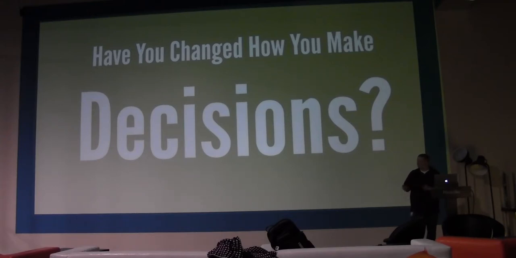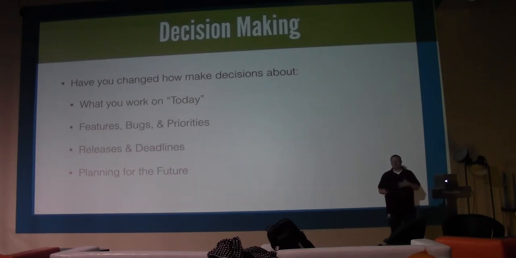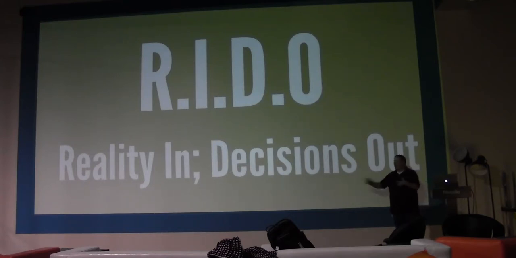And so a couple of these possible decisions that you can make are things like, what are we going to work on today? What features and bugs and priorities do we have? When are we going to release? When are we going to set deadlines? How are we going to plan for what we're going to do in the future? And so we, as a team, had to fundamentally relearn Agile. And we adopted a principle we kind of coined that's called RAVOs, reality in and decisions out. And so the Agile process for us involves just these two pieces.